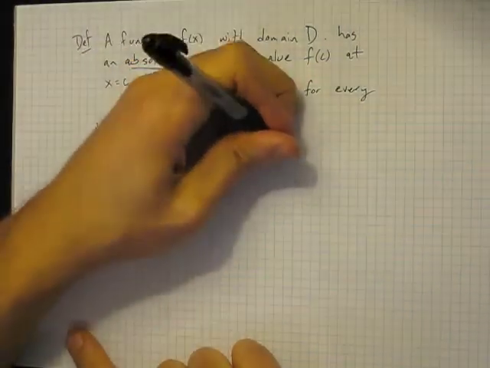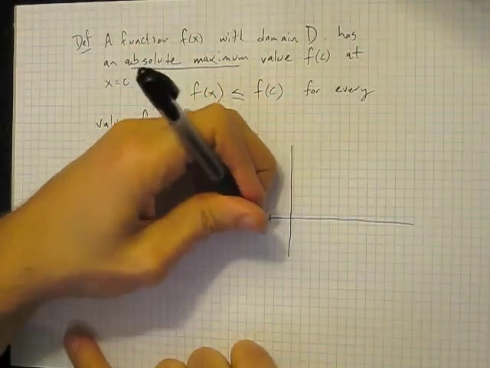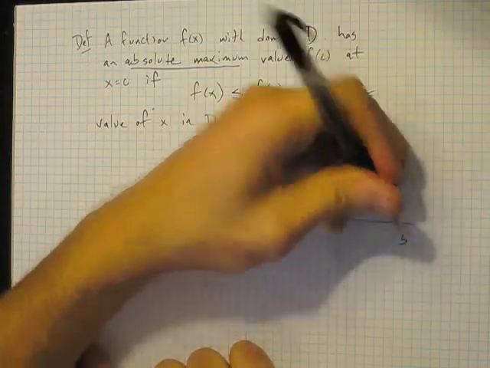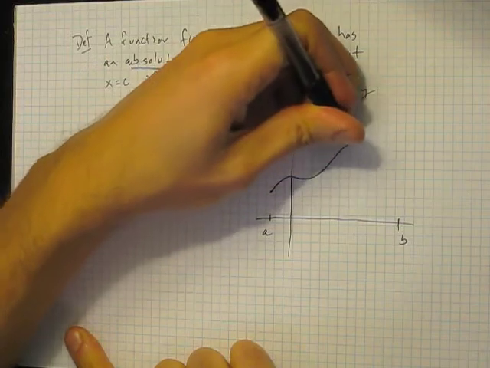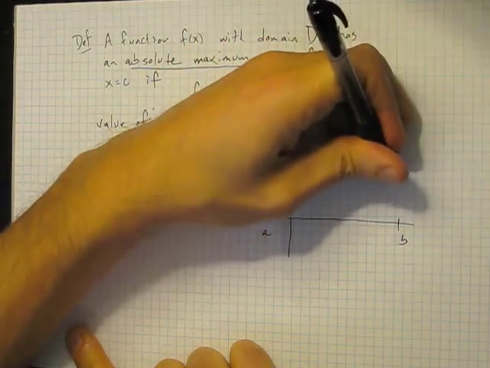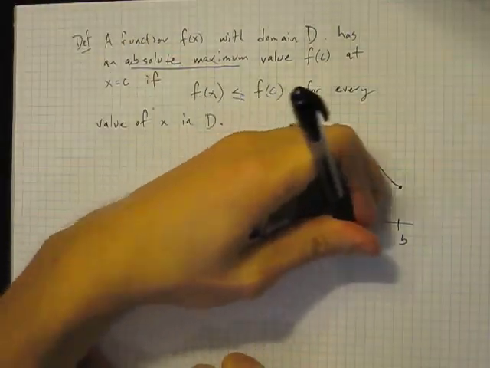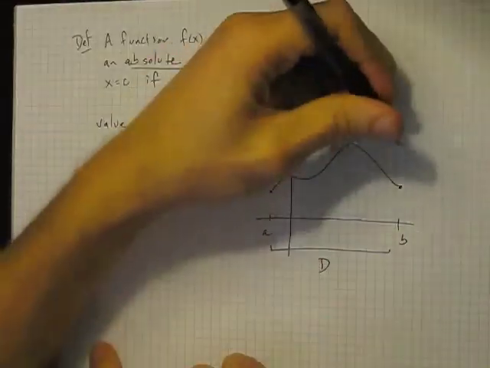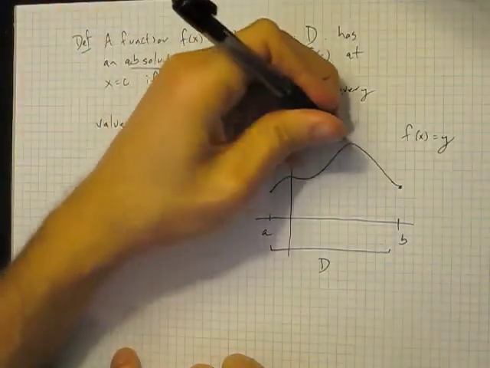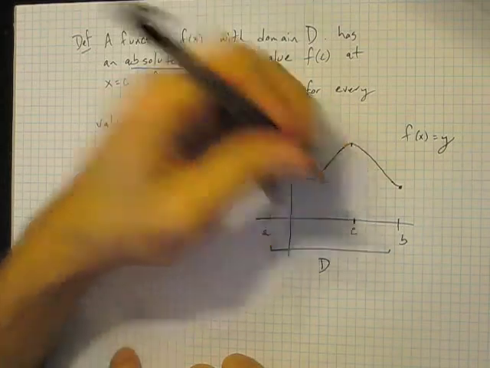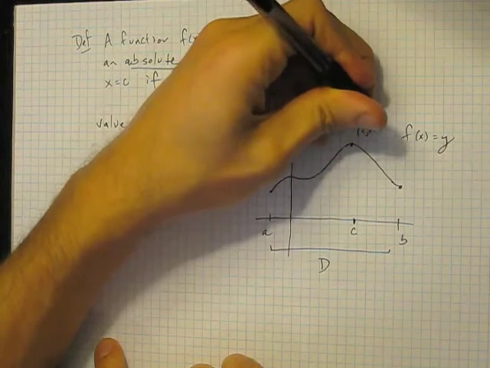Okay, so let's take a look at this picture that illustrates this definition. So here's a domain for this function. Let's say the interval from a to b. So this is our domain, and this is the graph of the function y equals f of x. And right here, let's make this point c. So here the coordinates are c, f of c.